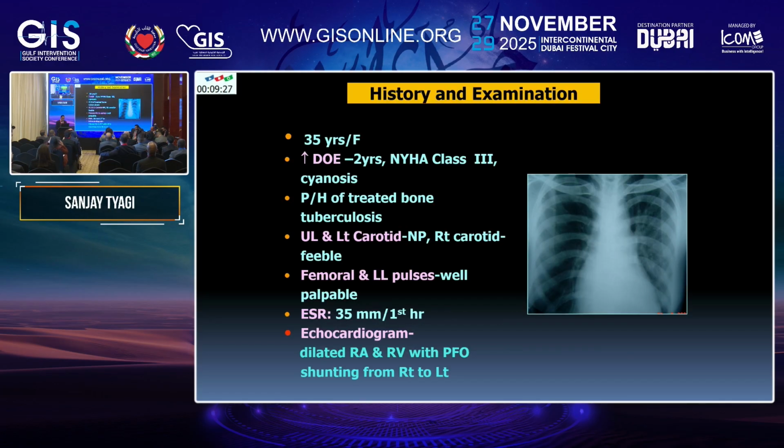further intervention. This was a 35-year-old female who presented with dyspnea on exertion for the last 2 years. She was in NYHA class 3 and she had central cyanosis. She had a past history of treated bone tuberculosis, which is important for this case. Patient also had upper limb and left carotid pulsations not palpable. Right carotid was very feeble and there was a bruit on the right carotid.